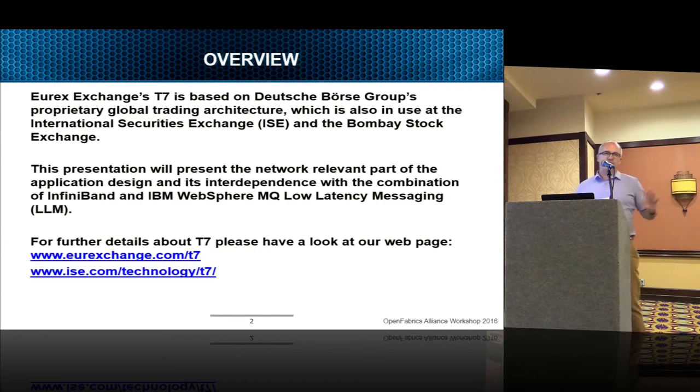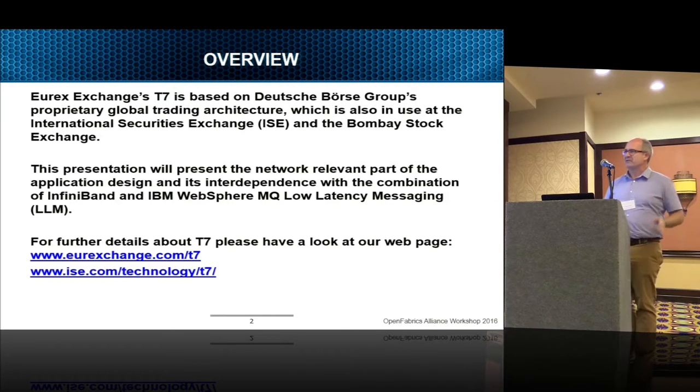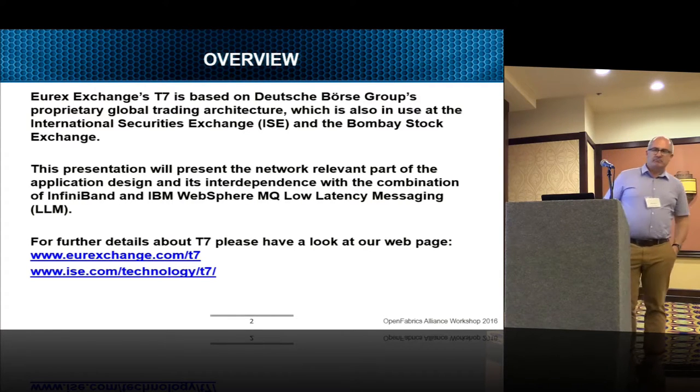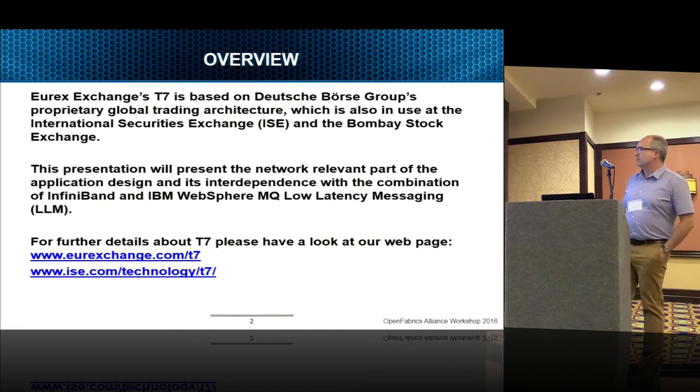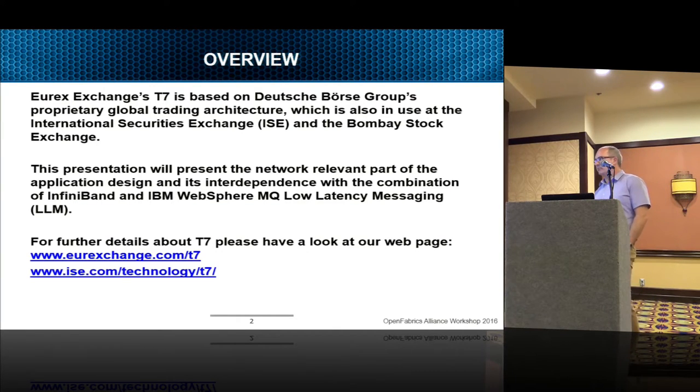So now coming to something completely different than we had before, which was more or less related to the HPC stuff, maybe some memory stuff. For us, it's a question of how we use it in an exchange application. The exchange application I'm talking about here is really the back end, so the software which is running at the exchange itself.